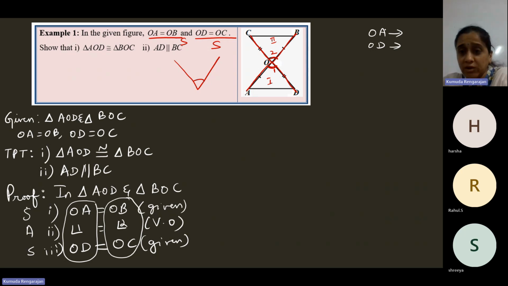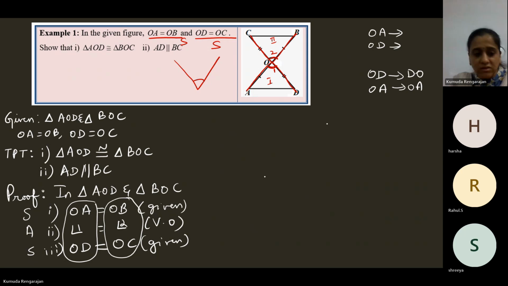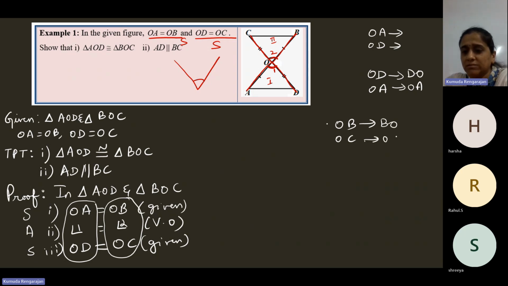Now you will ask me, should I write OA first and then OD? No. You can write OD first and then OA also. Any side first. Then write the next side. So what's the common letter? O. So let this one end with a common letter. Let this start with a common letter. The second one also, you can write OB first, and then anything you write first and second. This should end with a common letter. This should start with a common letter.